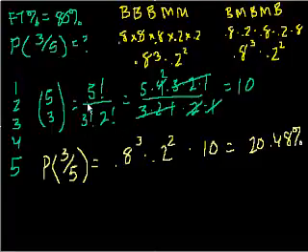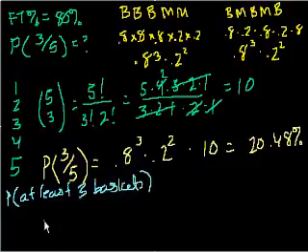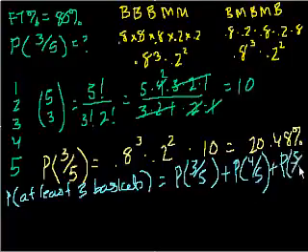Now let's make it slightly more interesting. Let's say I don't want to know the probability of exactly 3 out of the 5, and this is actually something that people are more likely to ask. What is the probability of getting at least 3 baskets? Well, if you think about it, this is equal to the probability of getting 3 out of 5 baskets plus the probability of getting exactly 4 out of 5 baskets plus the probability of getting exactly 5 out of 5 baskets. Well, we already figured this one out. That's 20.48%. So what's the probability of getting 4 out of 5 baskets?